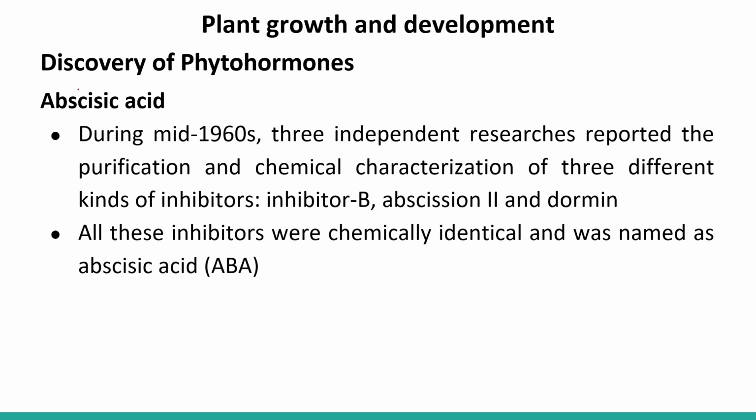Now, today let's talk about the discovery of the phytohormone in detail, starting with abscisic acid. All right, the others we have already discussed. So what happened during the mid-1960s? Three independent researchers identified abscisic acid three times. They reported the purification and the chemical characterization of three different kinds of inhibitors.